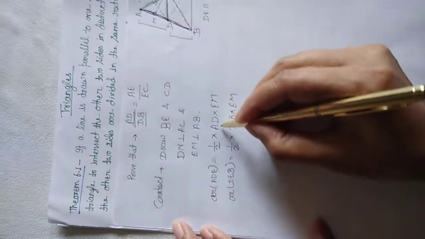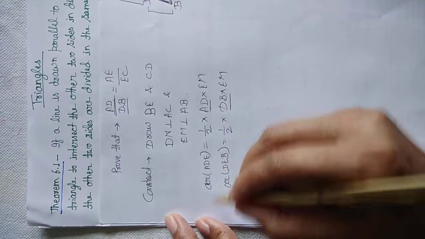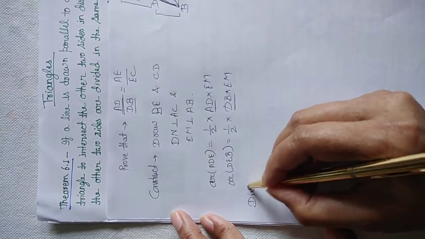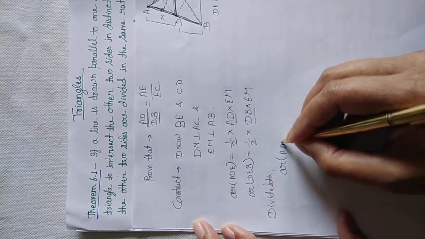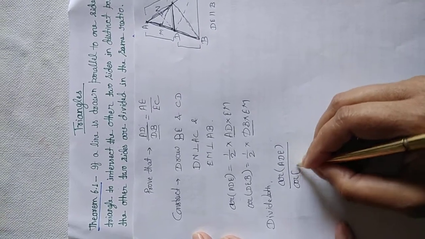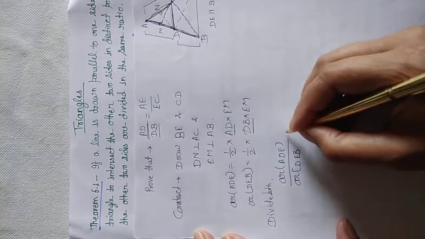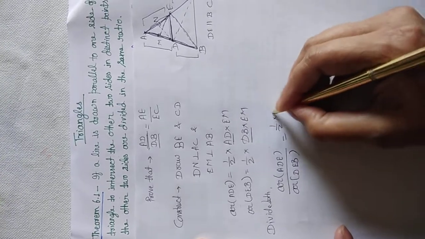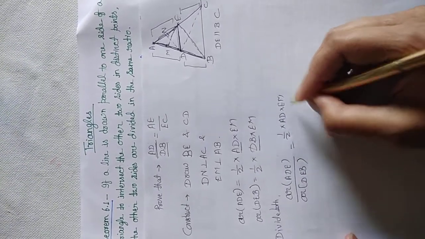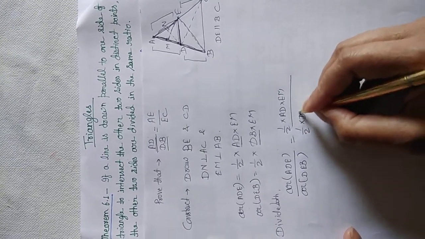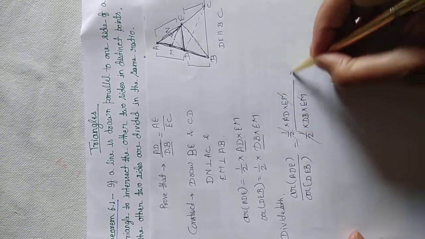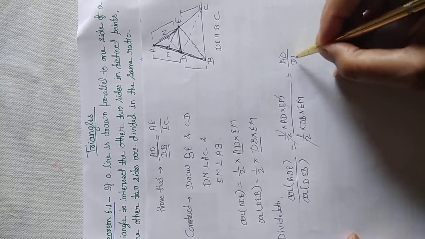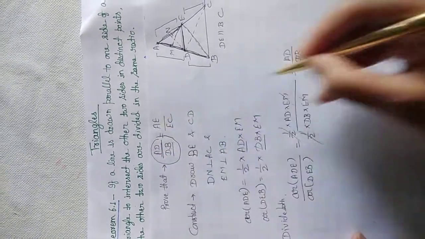Now, since we have to calculate AD by DB, so AD is here, DB is here. So we are just dividing both equations. So divide both. So area of ADE by area of DEB equals half into AD into EM by half into DB into EM. So this gone, means AD by DB. So this part we calculated.